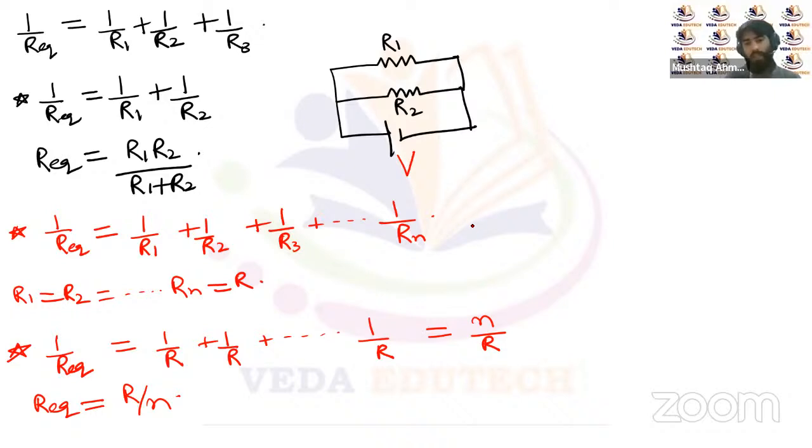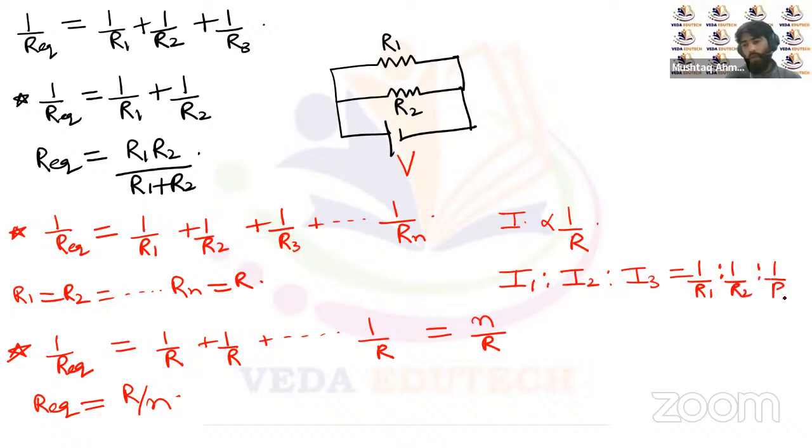One more important point is that since the potential difference is the same for each resistor, the current will be inversely proportional to the resistance. We can say the ratio of the currents I1 : I2 : I3 will be equal to 1 over R1 : 1 over R2 : 1 over R3. So this is how the current will be distributed among three resistors R1, R2, and R3 in a parallel combination of resistors, right? So this was it with respect to the series and the parallel combination of resistors.